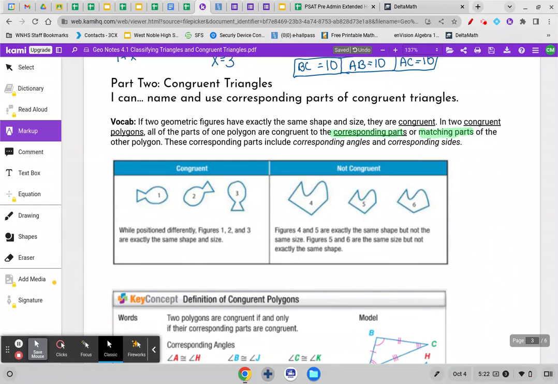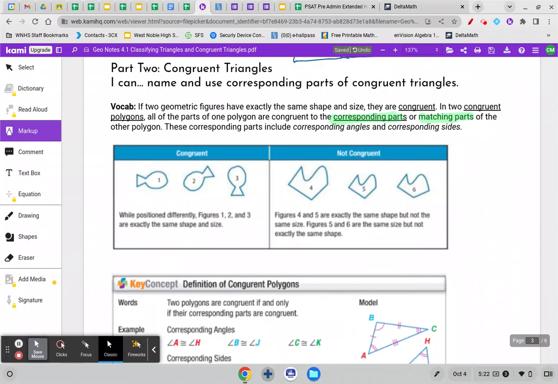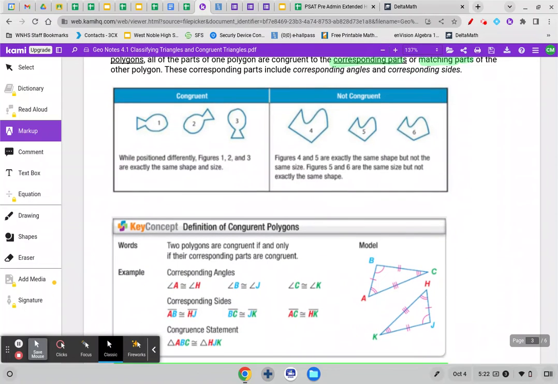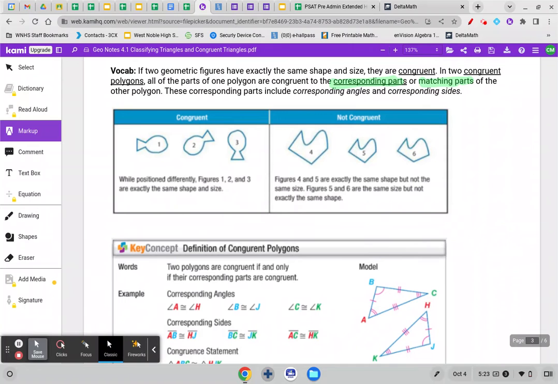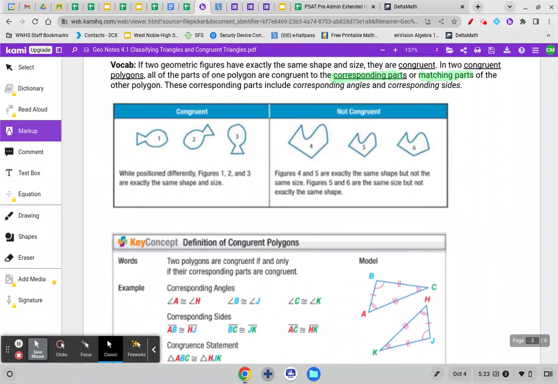Now, I'm going to use the term corresponding parts a lot. It's just a buddy, it's a partner, it's a match. These corresponding parts include corresponding angles and corresponding sides. So you're going to have to find these corresponding angles and sides a lot.